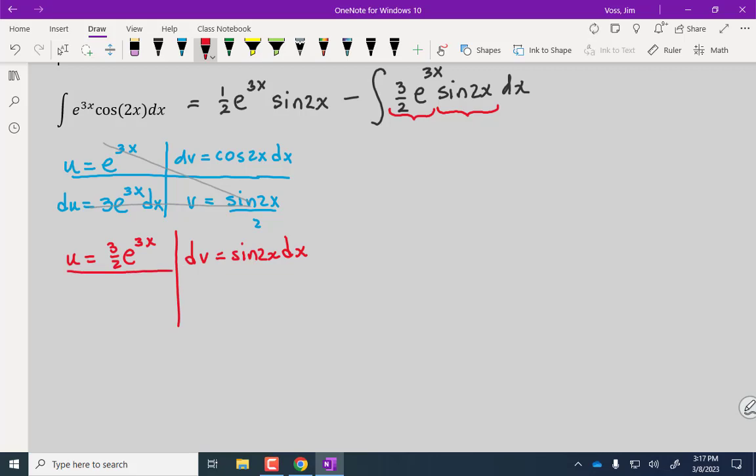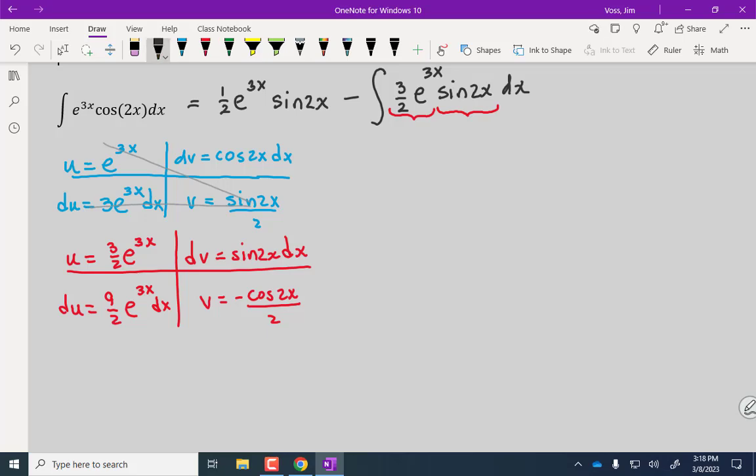So there is our setup. There's our u and dv. The derivative of u will be 9/2 e to the 3x dx. The integral of sine 2x is minus cosine of 2x divided by 2. All right.